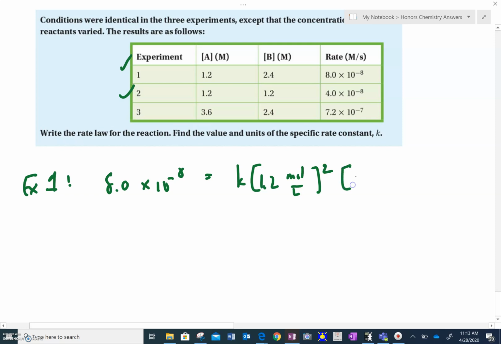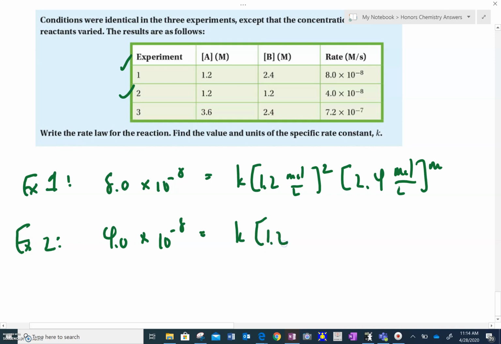We're going to multiply this by the concentration of B, which is raised to some exponent m that we don't know. In experiment 2, we have a rate of 4 times 10 to the negative 8. This is equal to a rate constant K that we don't know yet. The concentration of A is 1.2 moles per liter raised to the power of 2. And in experiment 2, the concentration of B is now 1.2 moles per liter raised to the m.